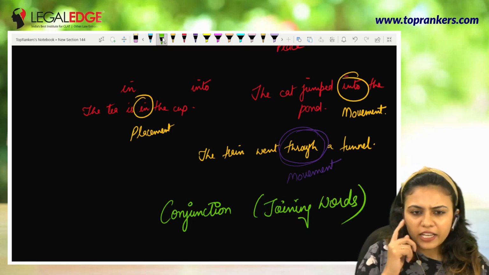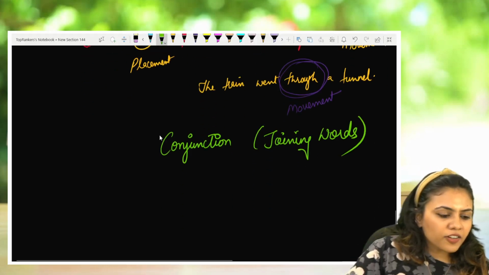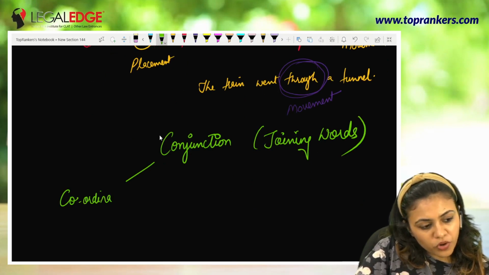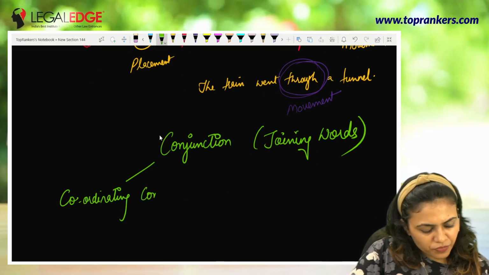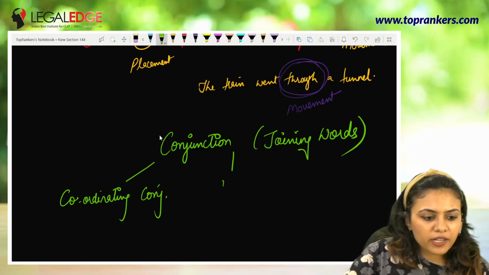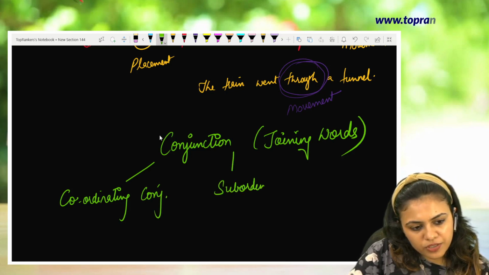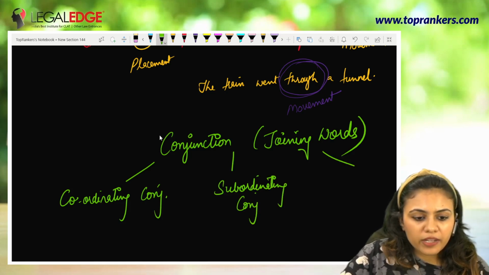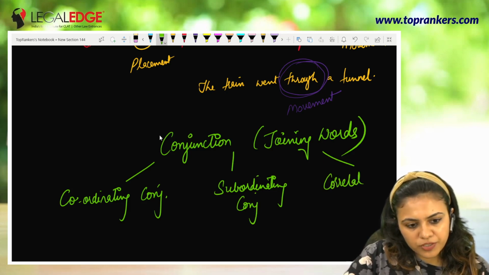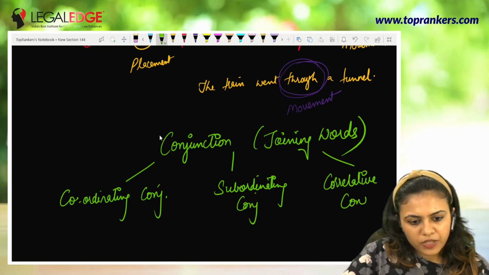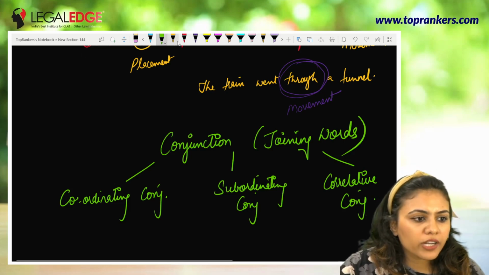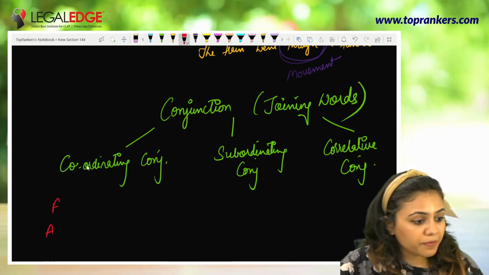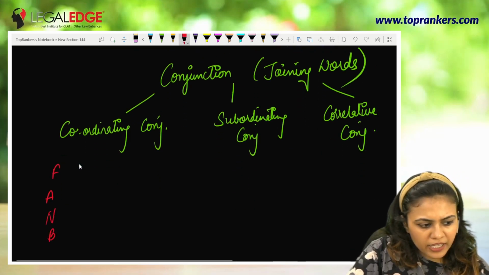Yes, but conjunctions also have types. The first type is coordinating conjunctions. The second one is subordinating conjunctions. And the third one is correlative conjunctions. Now, the easiest way to remember coordinating conjunctions is by remembering this acronym: FANBOYS. बचपन में पढ़ा है कि नहीं पढ़ा है?